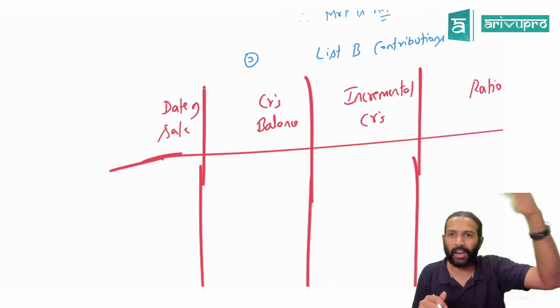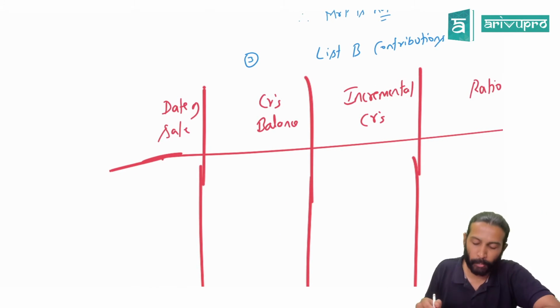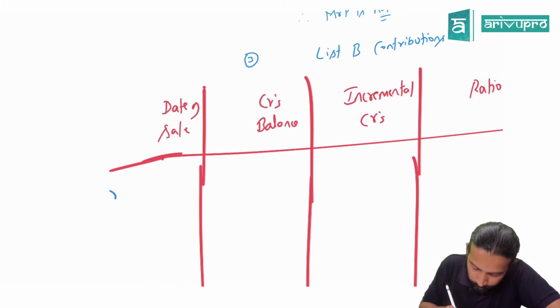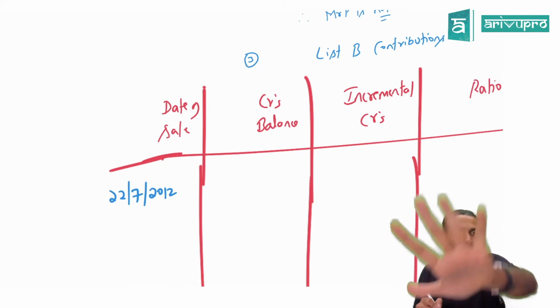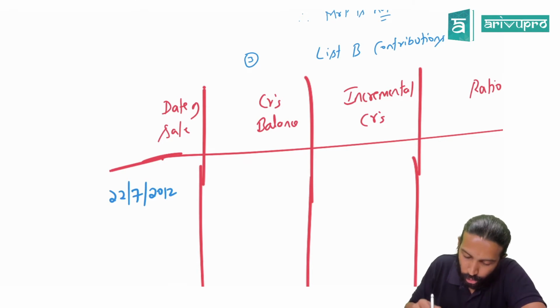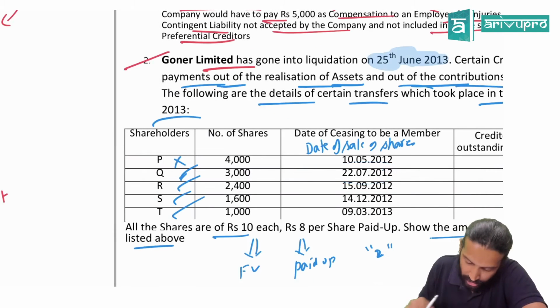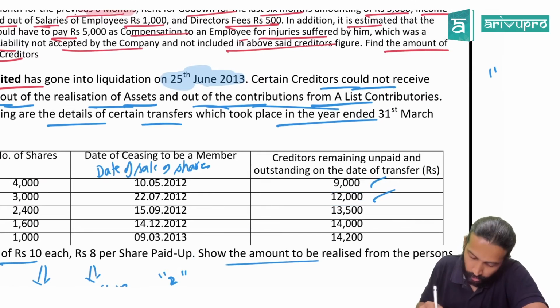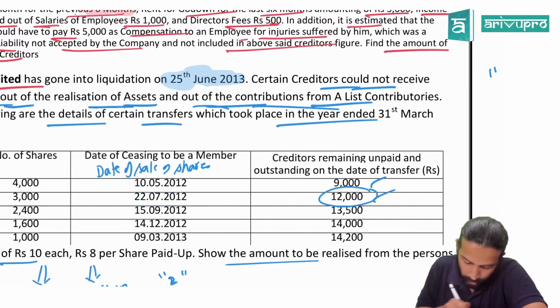First, P is not a list B contributory. Leave him out. You start from Q. Q's date of sale is which date, sir? 22nd July 2012. I'm just checking the question. On 22nd July 2012, what was the balance of creditors they've told, sir? How much was the balance of creditors?